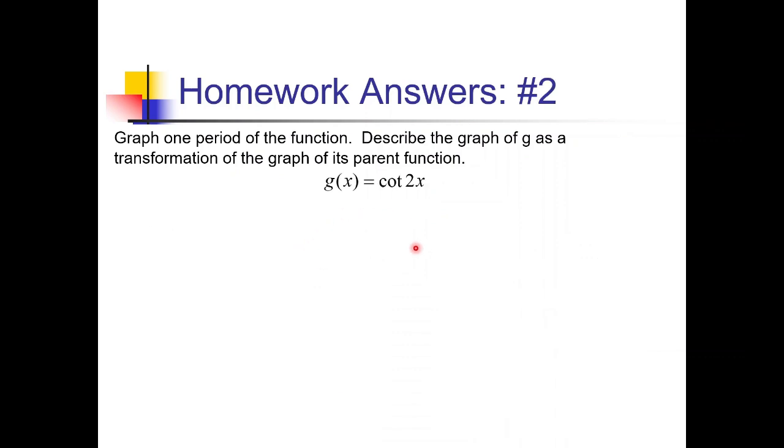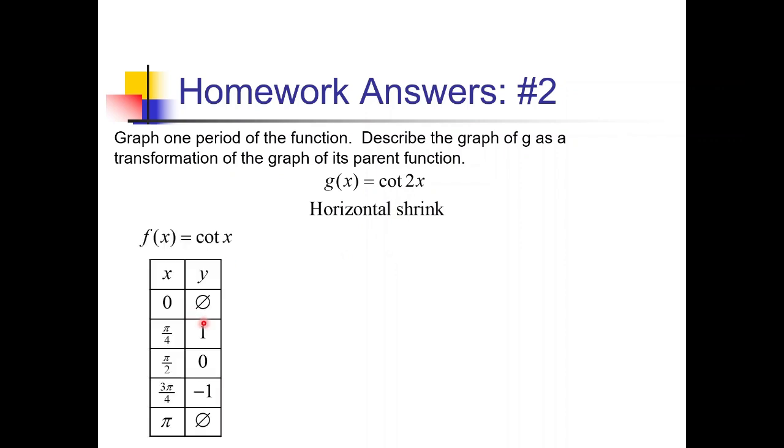For this problem, we're trying to graph g of x equals cotan of 2x. The 2 inside here is telling us we have a horizontal shrink, since this is bigger than 1. For my parent table, here we go. We've got a 0 through pi, and then we've got 1, 0, and negative 1 for the points, and a couple of asymptotes in there.